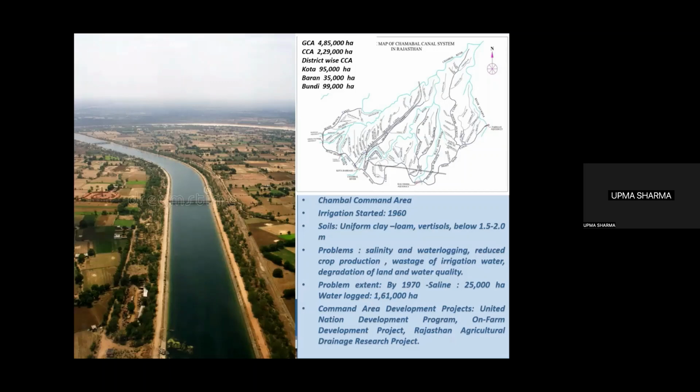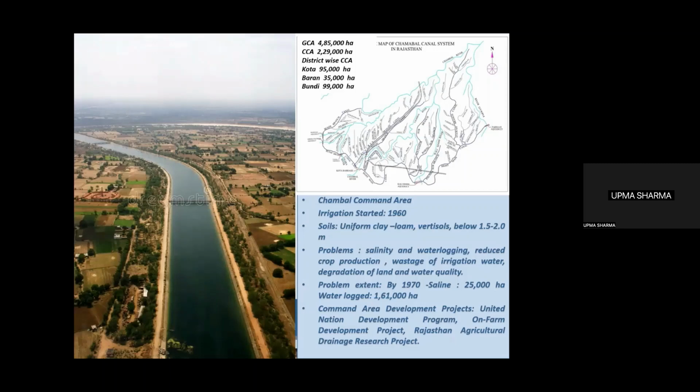Some of the land has started going out of cultivation. A lot of water has been wasted. Irrigation water has been wasted due to over irrigation, and land and water quality has also been degraded. So by 1970, 25,000 hectares and 1,61,000 hectares of the area had become saline and waterlogged respectively.